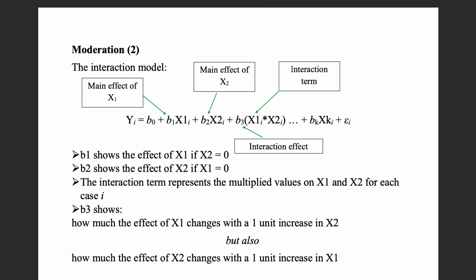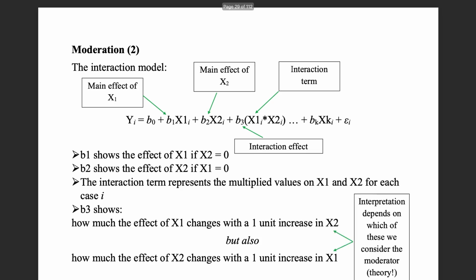At the same time, it also has a different interpretation, because we can also interpret this regression coefficient B3 as telling us how much the effect of x2 changes with a 1 unit increase in x1. Because we are just multiplying x1 and x2, both of these interpretations are completely identical. From a mathematical standpoint, there is no difference. It's exactly the same model, so both of these interpretations are completely correct, because the underlying model is exactly the same.